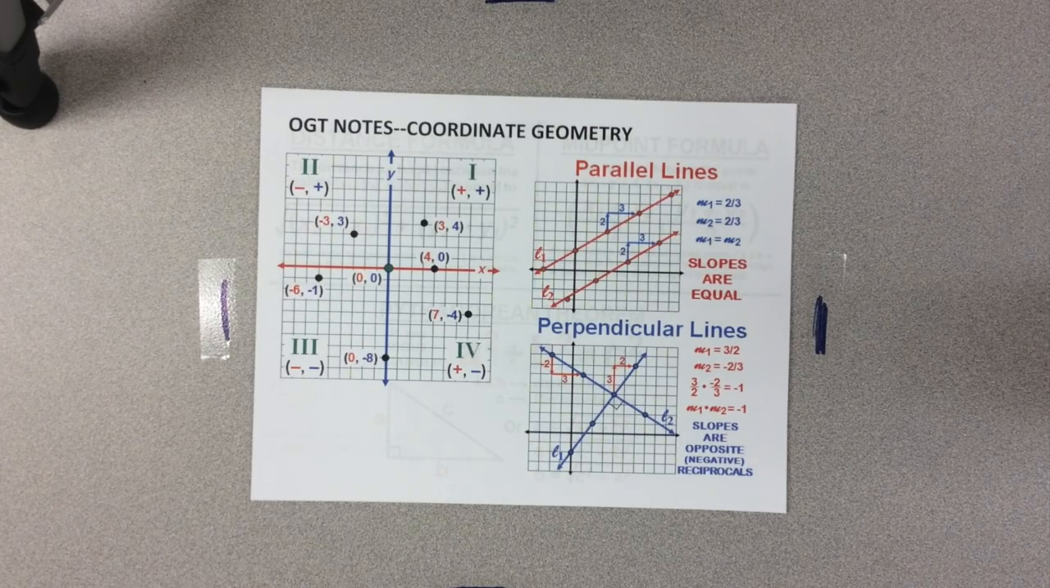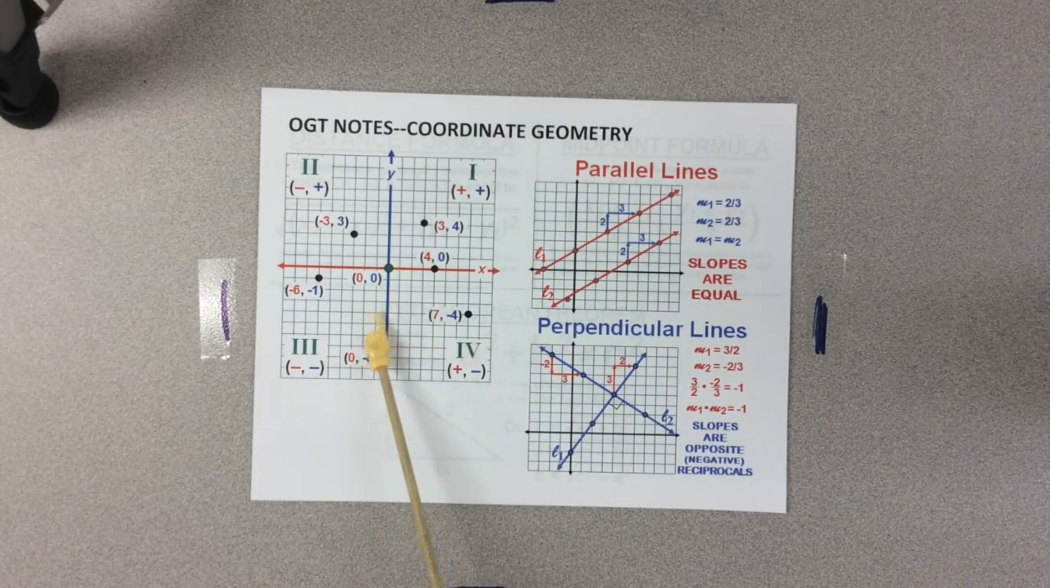We continue our practice for the OGT in math by looking at coordinate geometry today. So the first thing we'll look at is a few notes. We won't dwell too long on the notes because maybe we'll try to practice as we go through the problems. But you do have to remember how to graph points if you're going to do working with coordinate geometry.